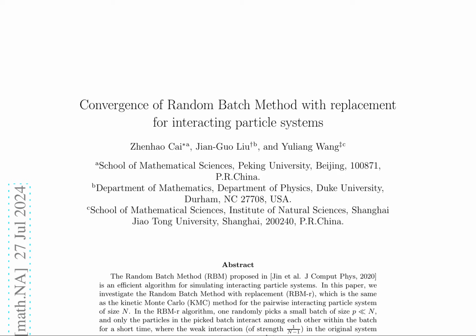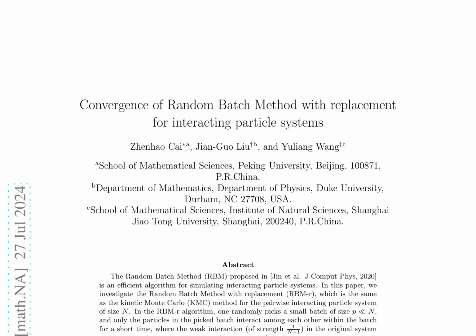This paper investigates the convergence of the random batch method with replacement, RBM-r, for simulating interacting particle systems. RBM-r is an efficient algorithm that reduces the computational cost from O(n²) to O(pn) per time step, where p represents the batch size.